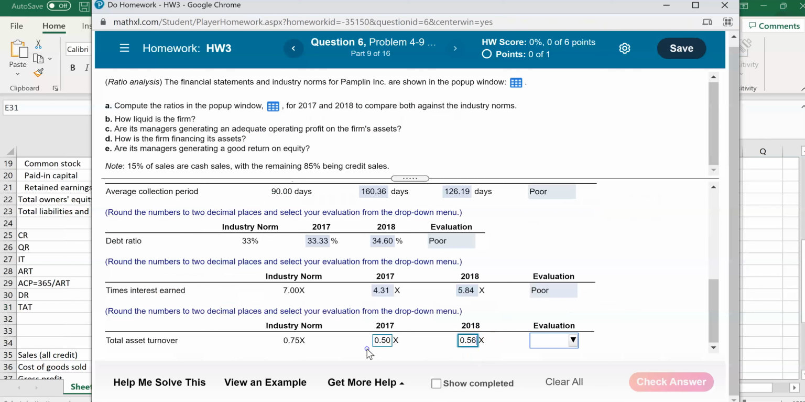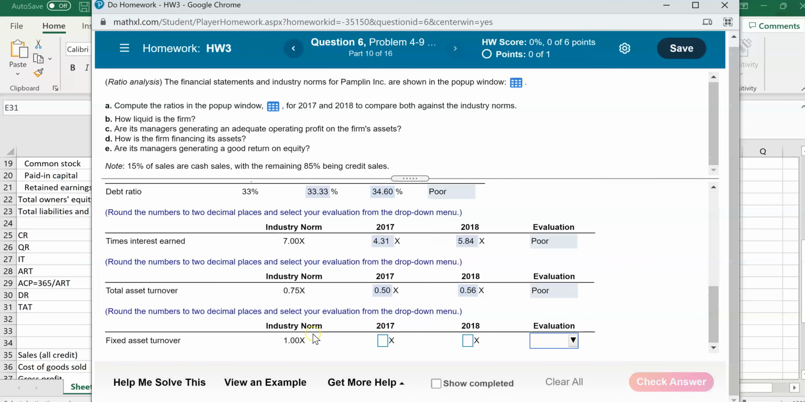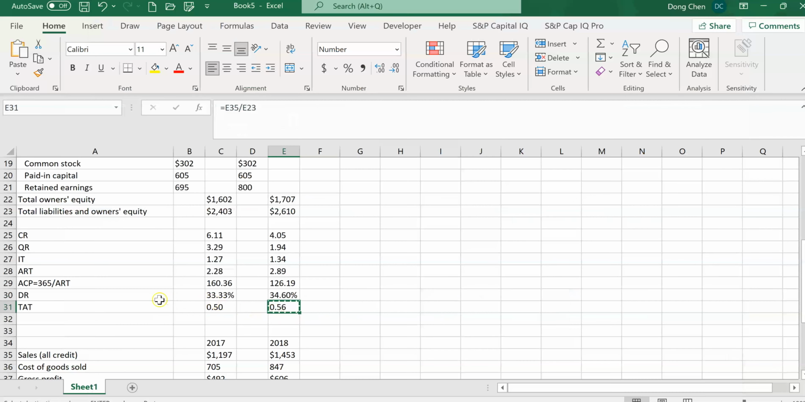So both numbers are lower than the industry norm, which means that performance is poor. Okay, fixed asset turnover. Compared with the total asset turnover, the difference here is the denominator. Instead of having the total assets as the denominator, now we are using the net fixed assets as the denominator.